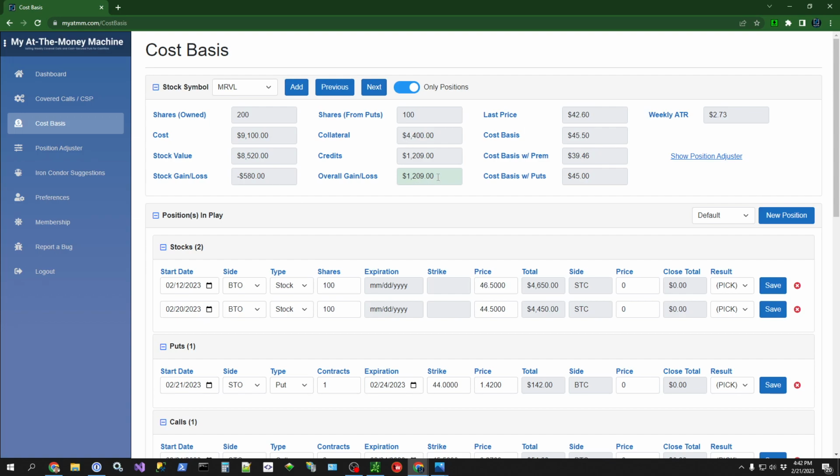We've been trading this one stock since the beginning of this year, so January. So almost a month, a little over a month and a half, and we've collected $1,209 so far. Anyway, that's doing pretty good.